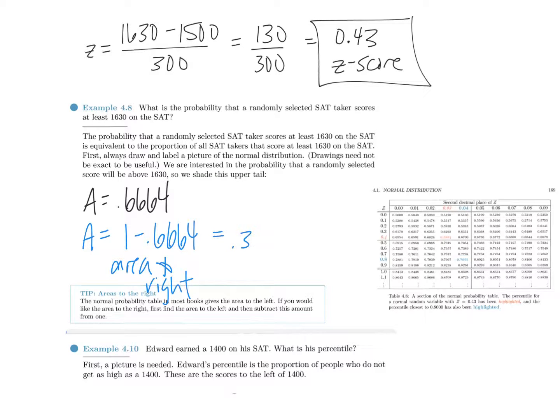And that gives me 0.3336, which means that is the probability that I randomly choose a student that took the SAT and that they get something bigger than 1630 as their score. So it also converts to 33.36%. That is my proportion, or my probability.